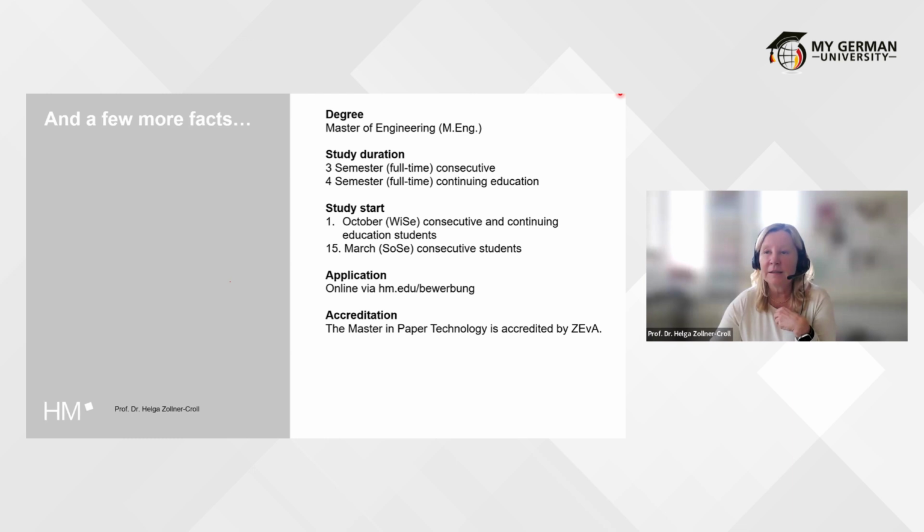So, some facts at the end. This is a master degree, a Master of Engineering. You have two choices. You can study in a consecutive program, meaning you already have a paper degree as a bachelor degree, for 3 semesters as a full-time student. Or if you have a different kind of engineering degree, you can study here in a continuing education program for 4 semesters as a full-time student.